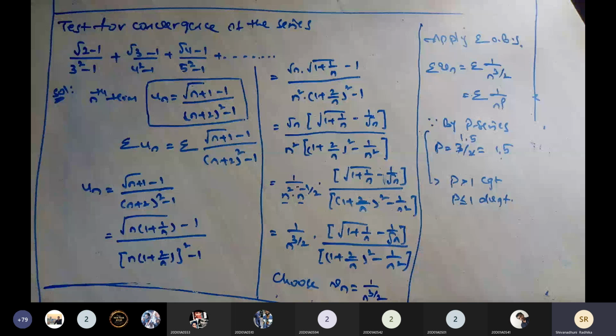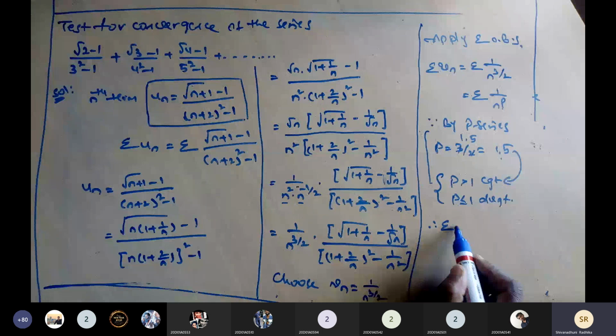Convergent case or divergent case? Compare with the 1.5. Is it a big value or small value? Convergent, ma'am. Now 1.5 belongs to the convergent case. Is it clear? Therefore, summation Vn is convergent.